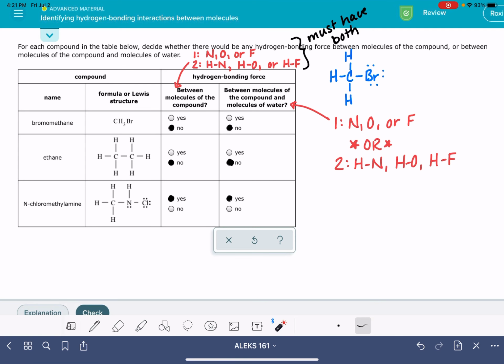Now, I don't want you to think there's a pattern here. Just because you answer no to the first question doesn't mean you're automatically going to be answering no to the second question. Sometimes this will be a no, and then our second question is going to be a yes. I do want to say, however, that if you do answer yes to the first question, you are absolutely going to be answering yes to the second question for sure. But a no to the first question does not guarantee a no to the second question.